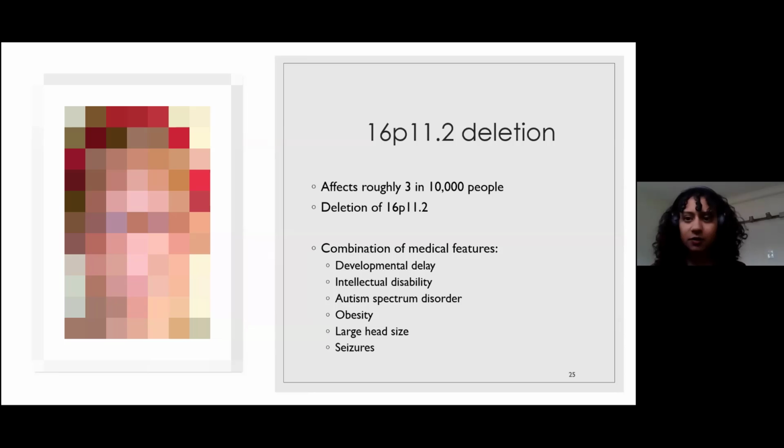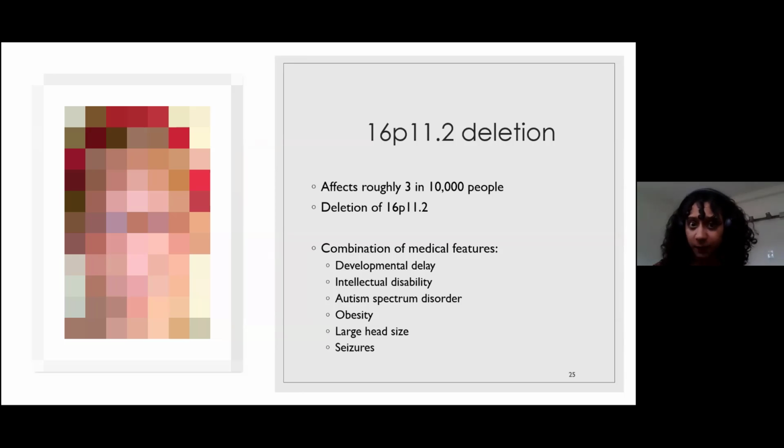So now moving on, we're going to talk about 16p11.2 deletion. So this is a condition that affects roughly 3 in 10,000 people. And it's a deletion of 16p11.2, which I'll show you on the next slide. And this has a combination of medical features, and most of them are neurological and to deal with learning and development and kind of psychiatric things.